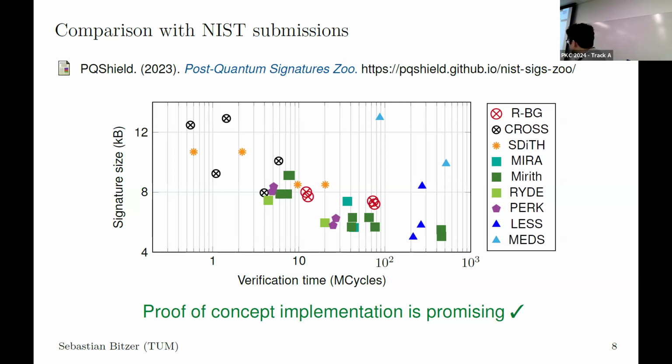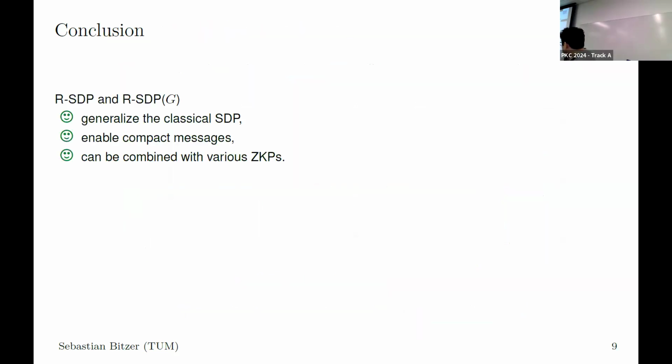CROSS, on the other hand, as mentioned, uses the same underlying problems, but has a different profile due to the fact that its protocol is simpler and therefore more efficient. Okay, now with this observation, let me come to the conclusion of my presentation.